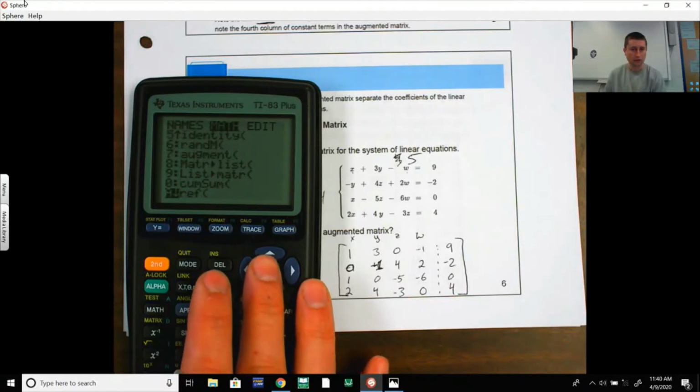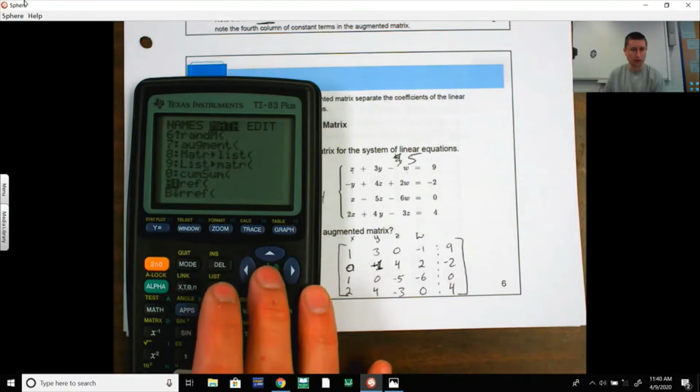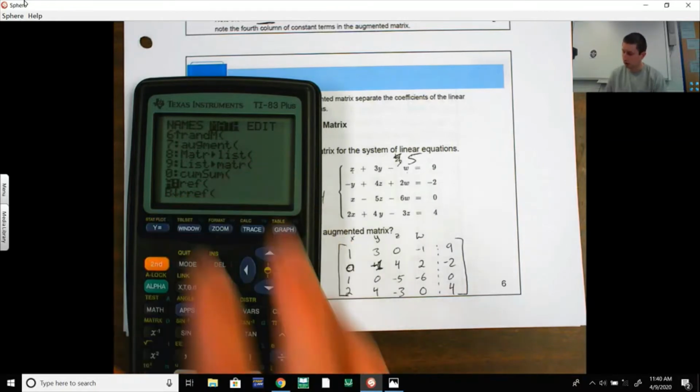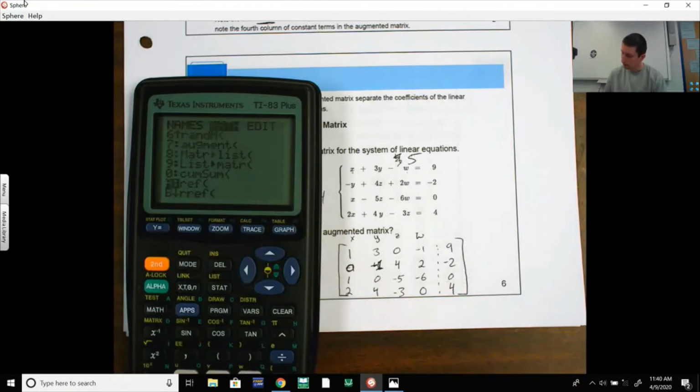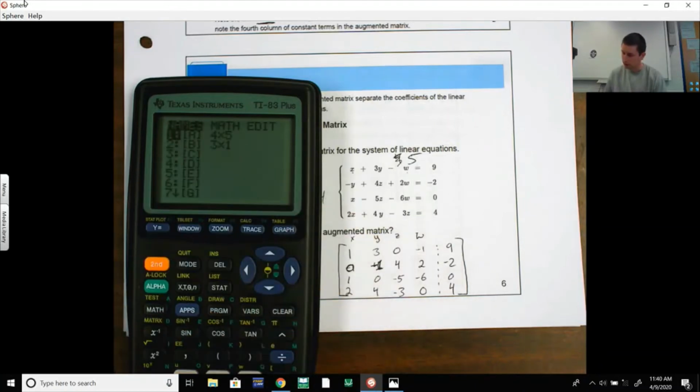A cumulative sum, that's what CumSum stands for, cumulative sum, adding things up. Okay, so A and B here. RREF stands for reduced row echelon form, so I'm going to do that one first. You can hang on, we do want to use the RREF. So for reduced row echelon form, I'm going to select enter and then second matrix, choose matrix A.